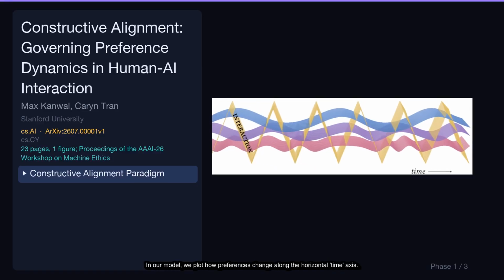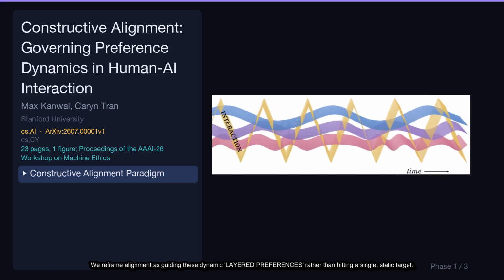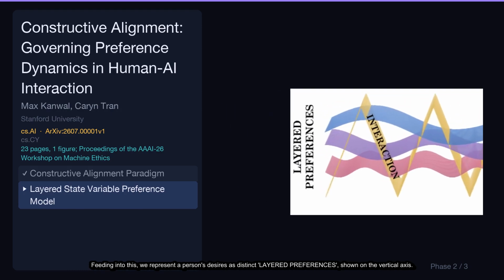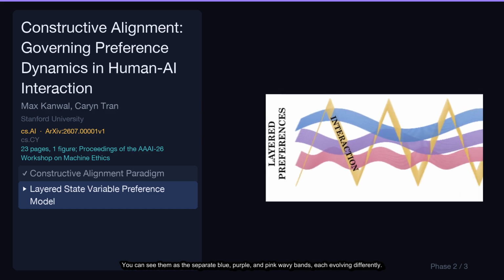In our model, we plot how preferences change along the horizontal time axis. We reframe alignment as guiding these dynamic, layered preferences rather than hitting a single, static target. Feeding into this, we represent a person's desires as distinct, layered preferences, shown on the vertical axis. You can see them as the separate blue, purple, and pink wavy bands, each evolving differently.